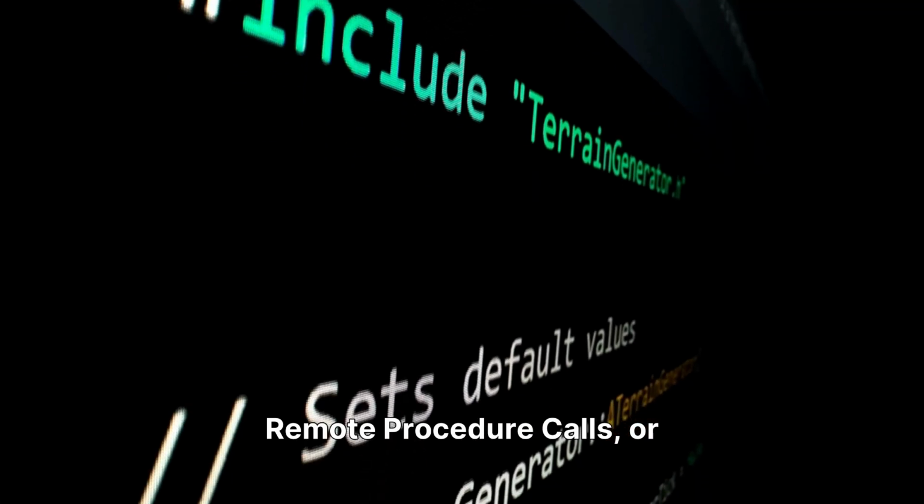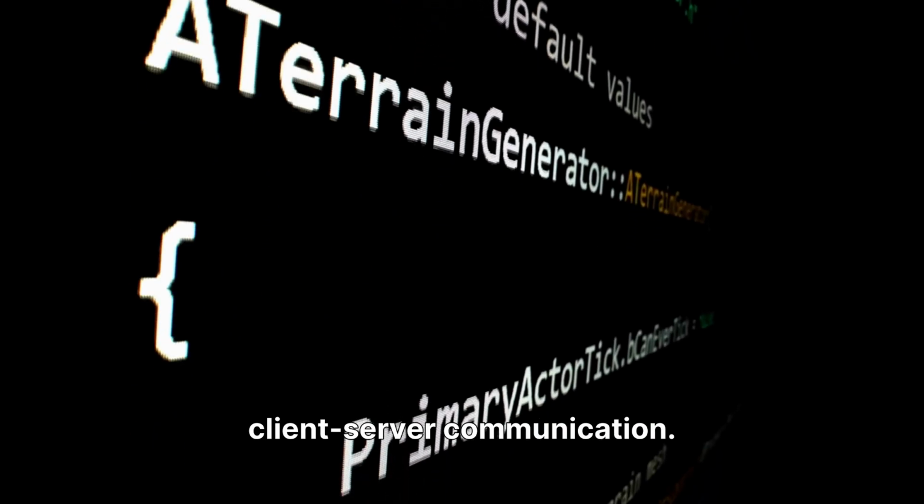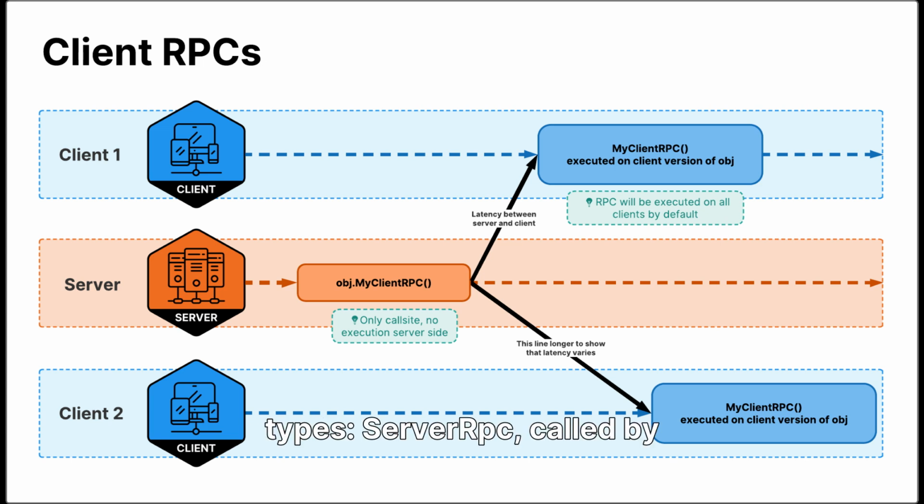Remote procedure calls, or RPCs, are functions that can be executed on a remote machine, enabling client-server communication. They are a fundamental mechanism for triggering actions or events across the network, such as a player shooting or interacting with an object. There are two main types: server RPC, called by clients to run on the server, and client RPC, called by the server to run on clients. This distinction is crucial for directing the flow of information and actions within your network game.